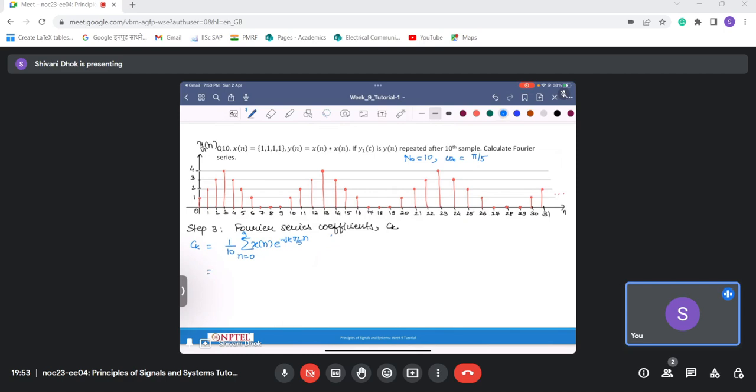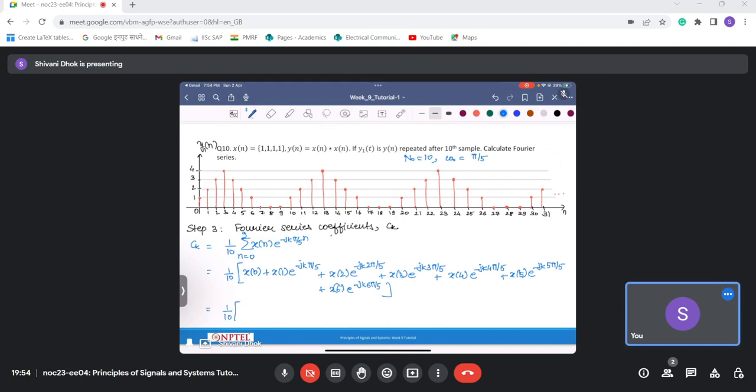Okay, so now this I can write as 1 by 10, inside the bracket, x0 plus x1 into e power minus jk pi by 5 plus x2 into e power minus jk 2 pi by 5 plus x3 into e power minus jk 3 pi by 5 plus x4 into e power minus jk 4 pi by 5 plus x5 into e power minus jk 5 pi by 5 plus x6 into e power minus jk 6 pi by 5, and remaining from 7 to 9, x7 to x9, it is all 0, so I can simply ignore it. So once we have this, let us substitute back the values.